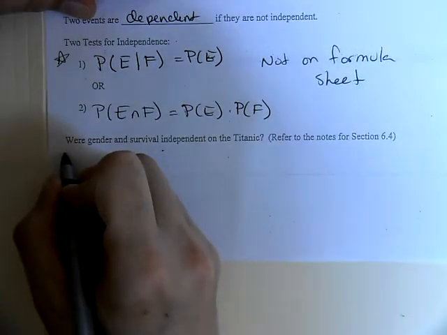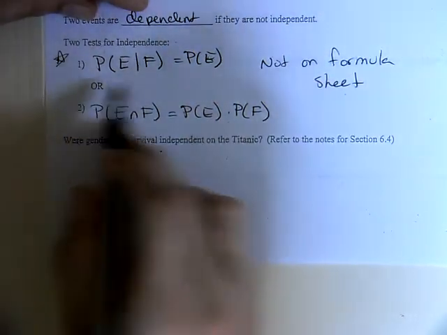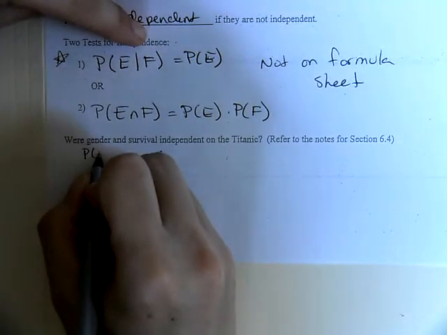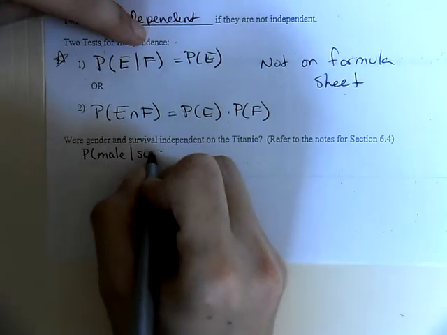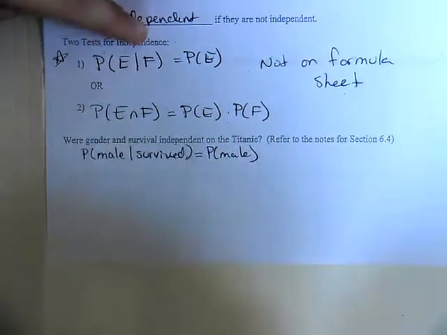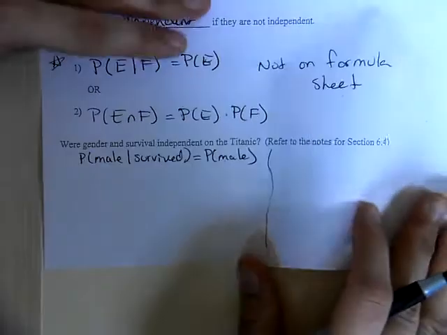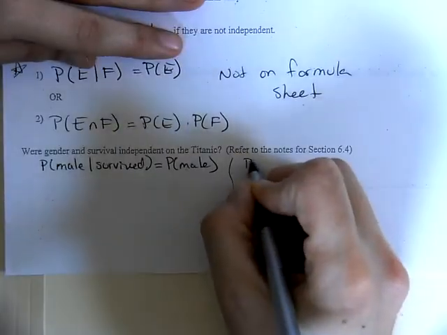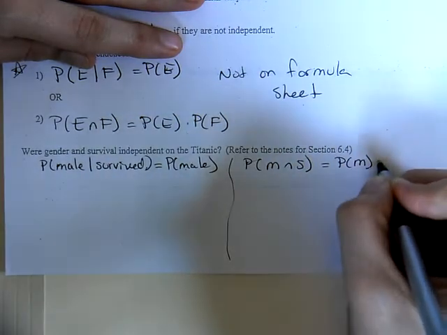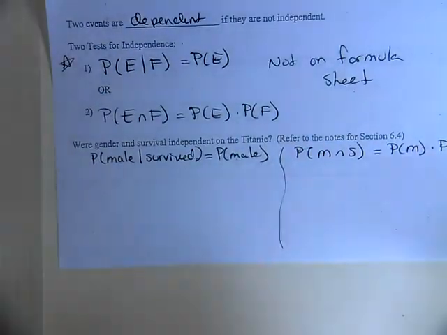So are gender and survival independent on the Titanic? What we're going to do, I'm going to look at gender and survival. I'm going to look at male and survived. And I'm going to do both of these. So I'm going to do this one first. I'm going to look, does the probability that they're male, given that they survived, equal the probability that I had a male person on the Titanic in general? Then I'm going to do it the second way, just so you can see both. We're going to look at the probability that they were male and they survived should equal the probability of male times the probability that they survived. So I'm going to show you both, but again, you can just pick one.